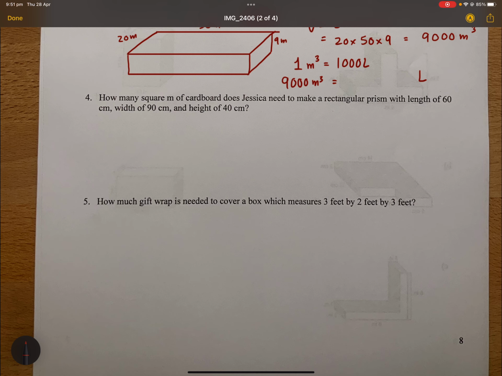Okay, next one. How many square meters of cardboard does Jessica need to make a rectangular prism with a length of 60 centimeters, a width of 90 centimeters, and a height of 40 centimeters? So you have some sort of a rectangle. It says a rectangular prism. Okay.